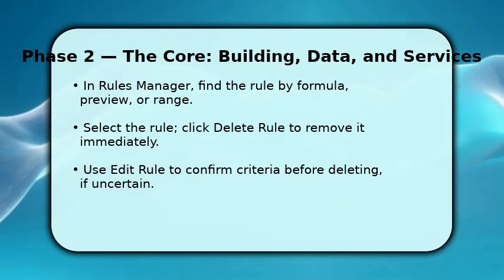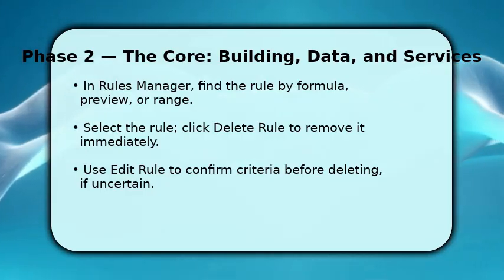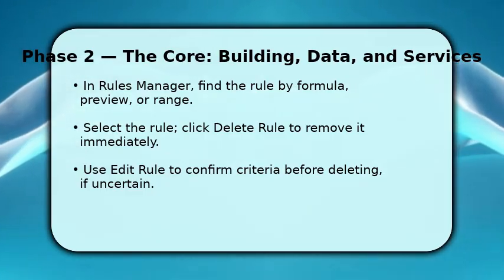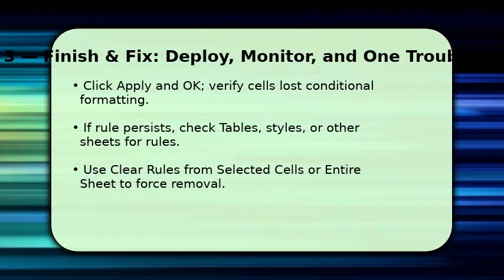You do this to maintain other conditional formats. Deleting blindly could remove needed highlights elsewhere. Finish by clicking Apply, then OK, and inspect the cells to confirm the rule is gone.